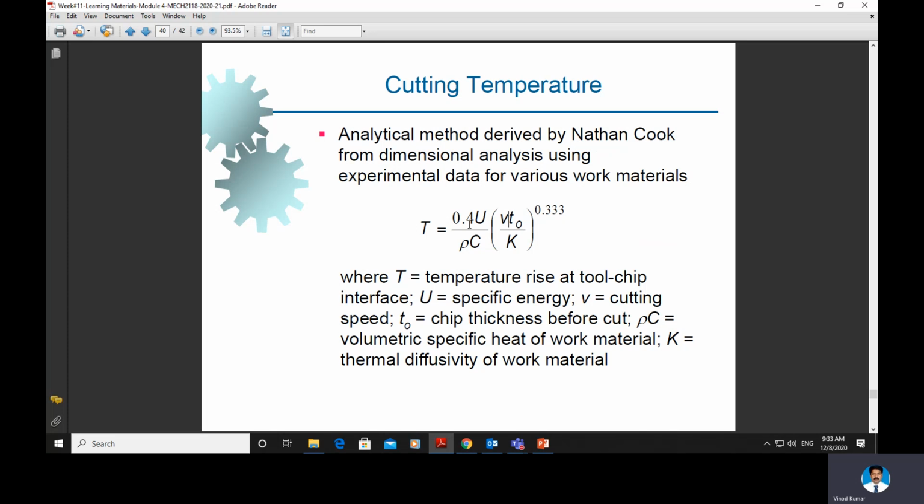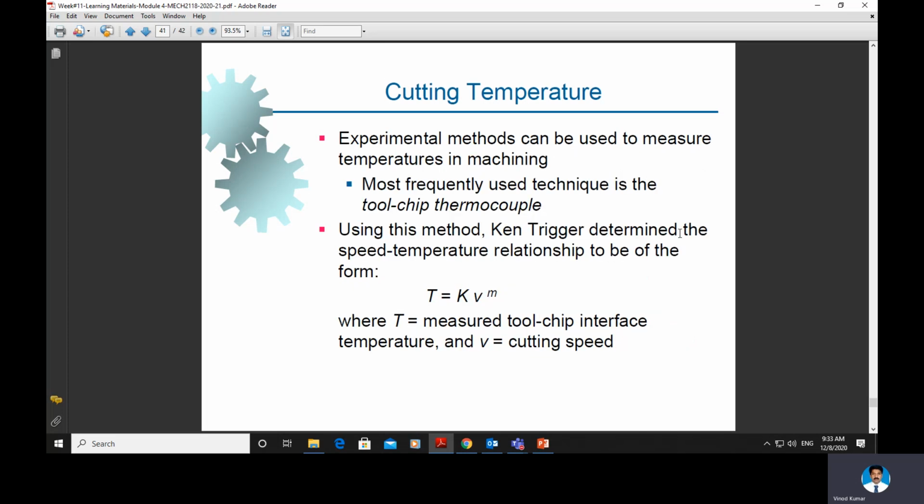This experimental equation was developed by Nathan Cook. U is the specific energy, rho C is the volumetric specific heat, the heat capacity of the material, V is the cutting speed, t0 is the initial thickness, and K is the thermal diffusivity of the material. Another experimental equation, derived by Ken Trigger, is that temperature T is equal to K times V raised to M. K and M are constants.